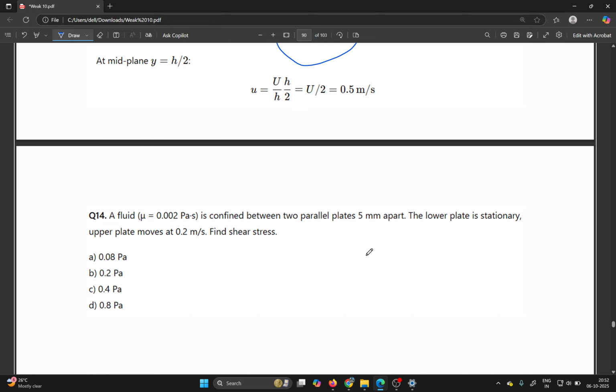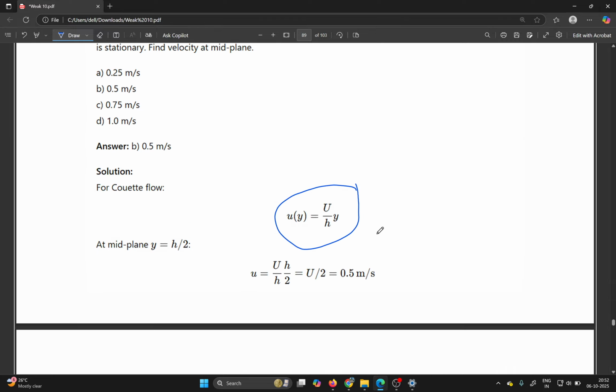Now let us move on, and see how this is valid; you can validate it also. U is a function of Y, U(Y) = capital U times Y divided by H, where capital U is your top velocity and H is the height of your pipe, that is, the height between the plates. Y will go from 0 to H.